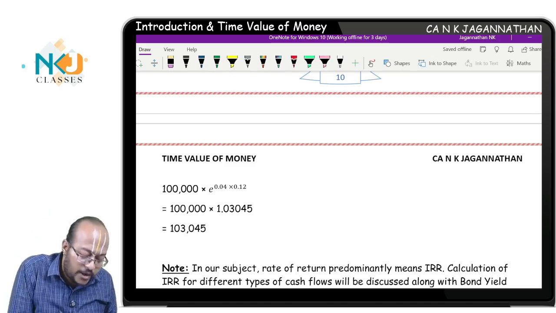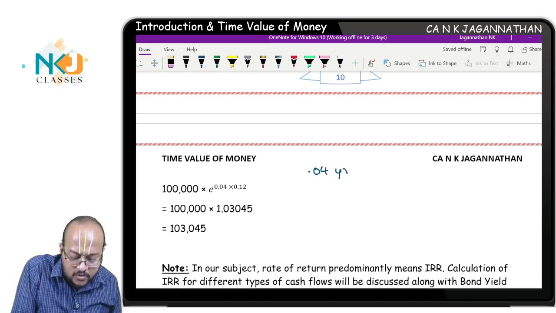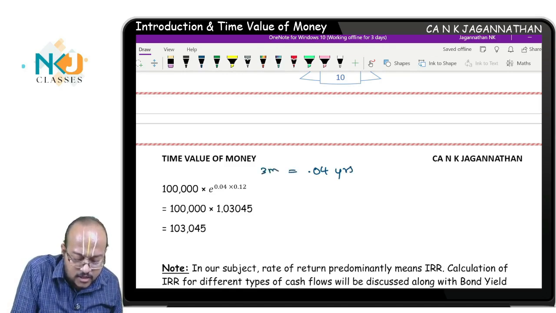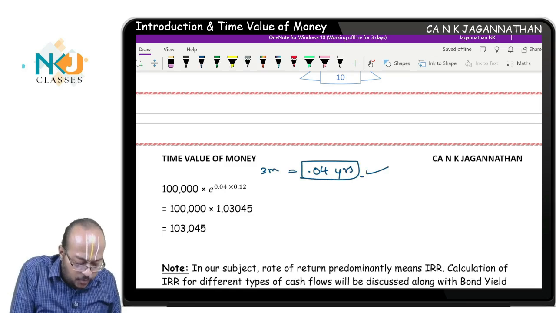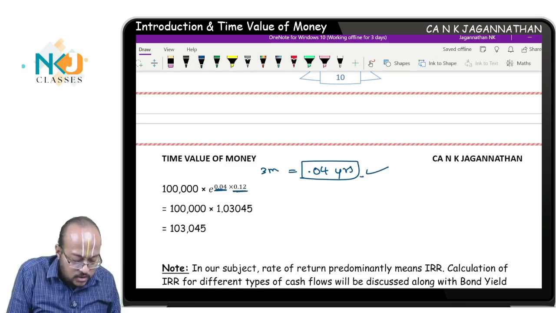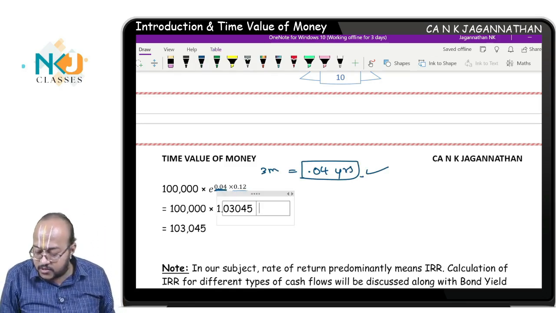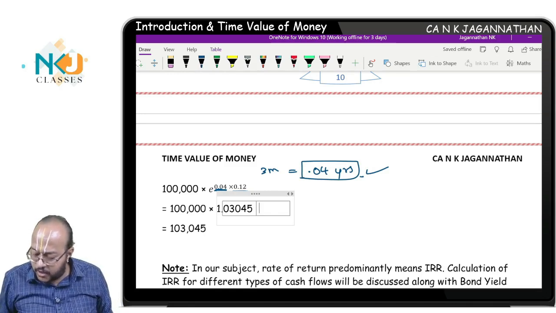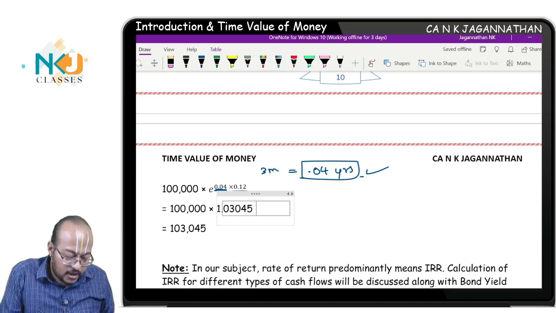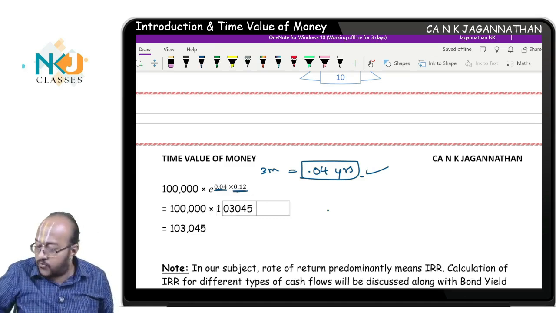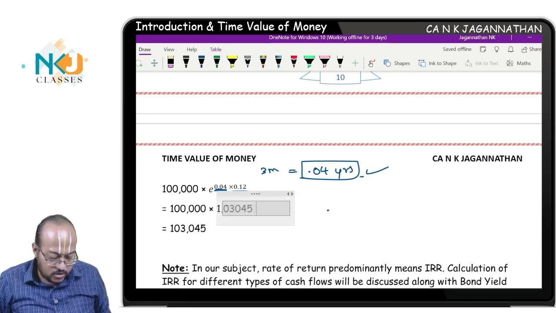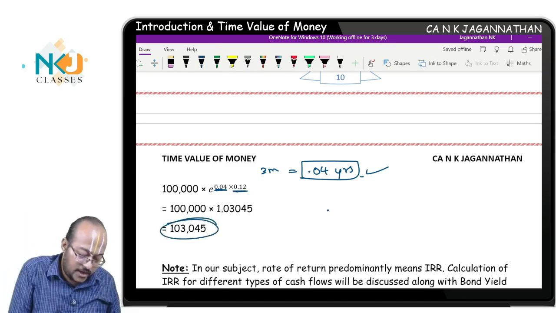It will be as good as 0.04 years. Understood? 3 months is nothing but 0.04 years. Correct? 0.04 into 0.12, how much will you get? 0.0048. If you do e to the power 0.0048, you will get this number, 1,03,445.